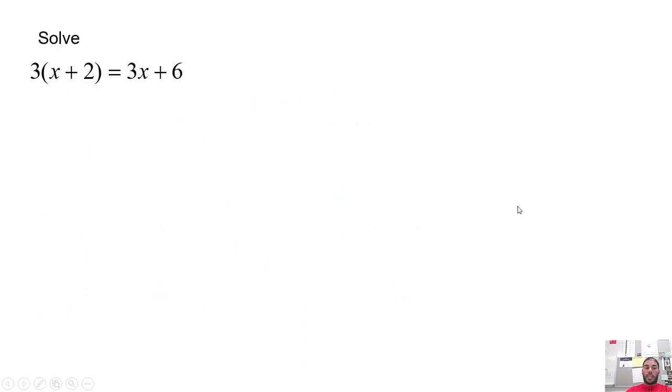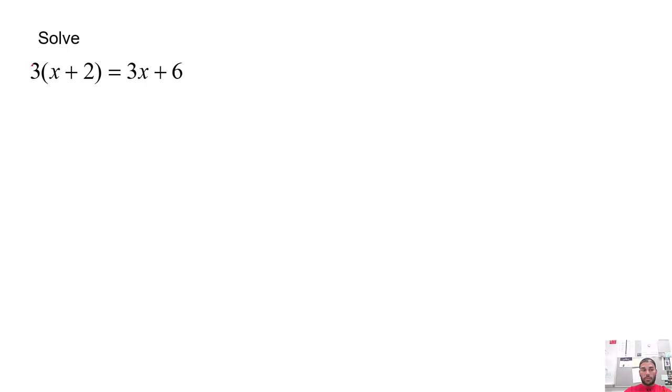Okay, so let's do some examples. Here we see 3 times the quantity x plus 2 is equal to 3x plus 6. The directions say solve, so we want to try to get x all by itself. When I look at this question, the first thing my eyes go to is I see 3 times all of that stuff in parentheses. Let's use the distributive property and try to ultimately solve this.